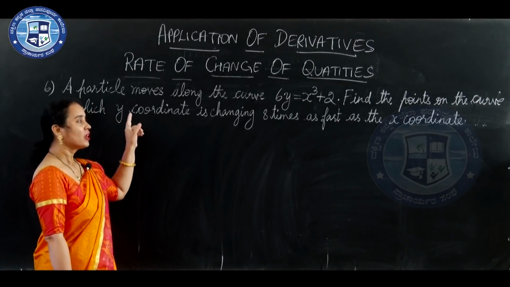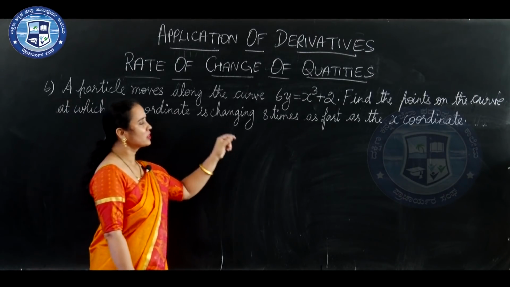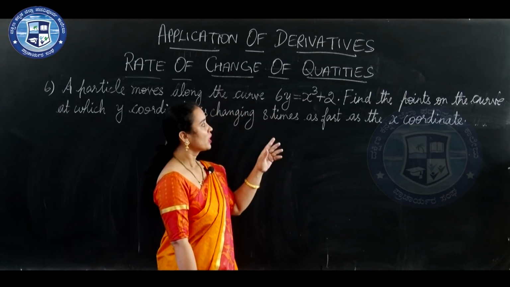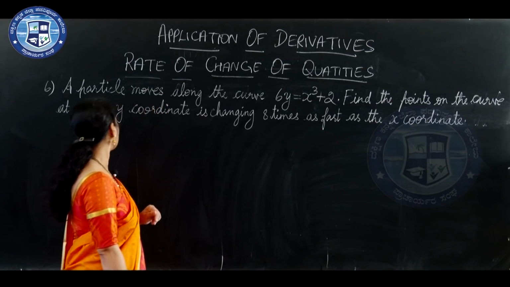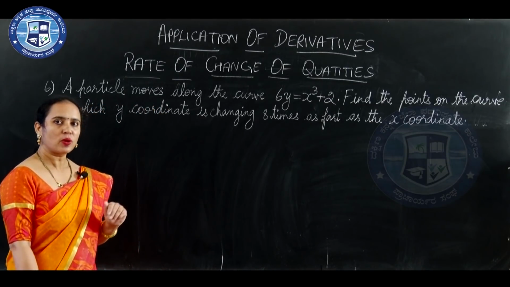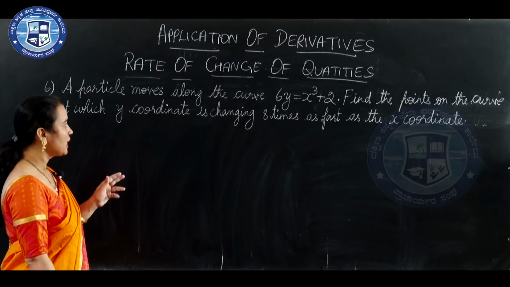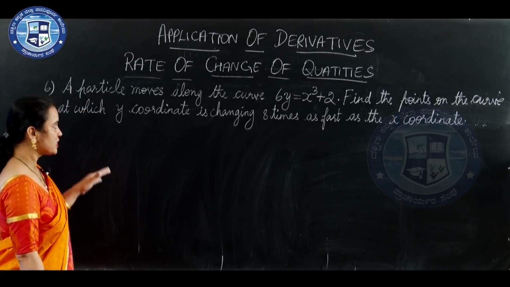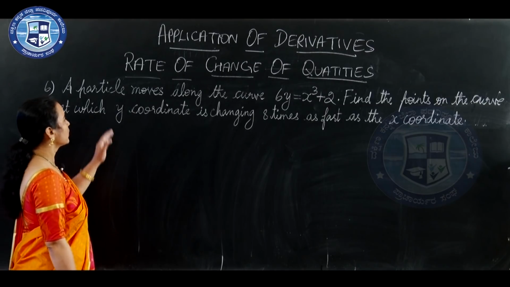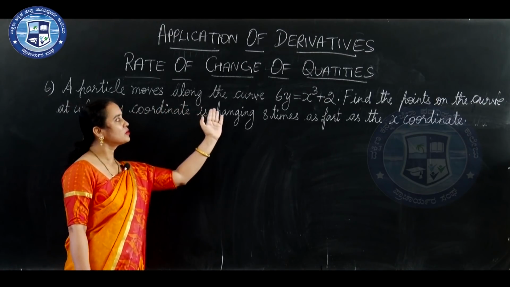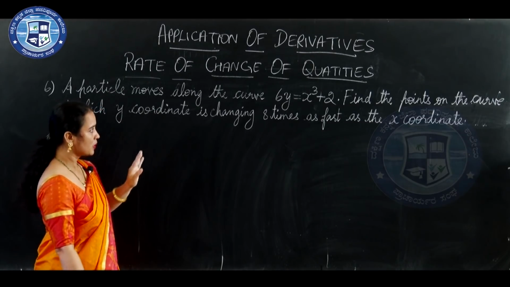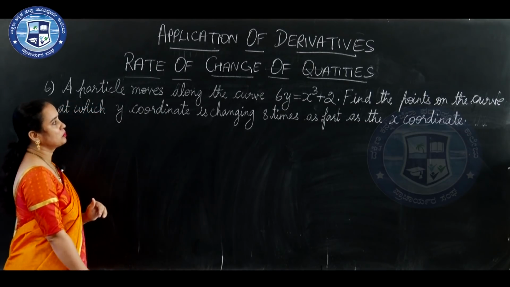Sixth problem, a particle moves along the curve 6y is equal to x cube plus 2. Find the points on the curve at which y coordinate is changing 8 times as fast as x coordinate. So, first let us write what is given. They have given particle moves along the curve 6y is equal to x cube plus 2. Let us keep it as it is. Go for the next statement.